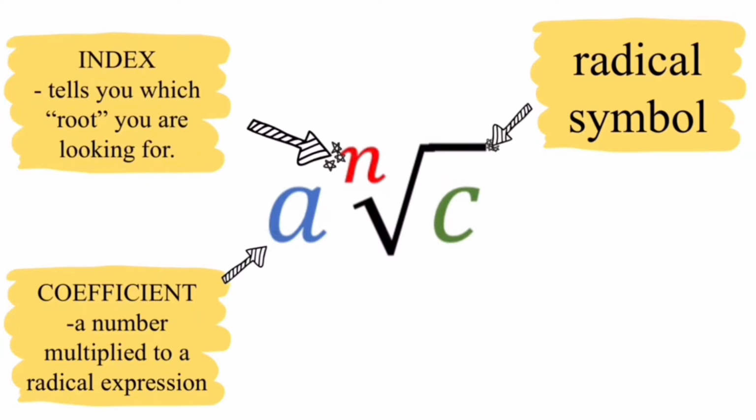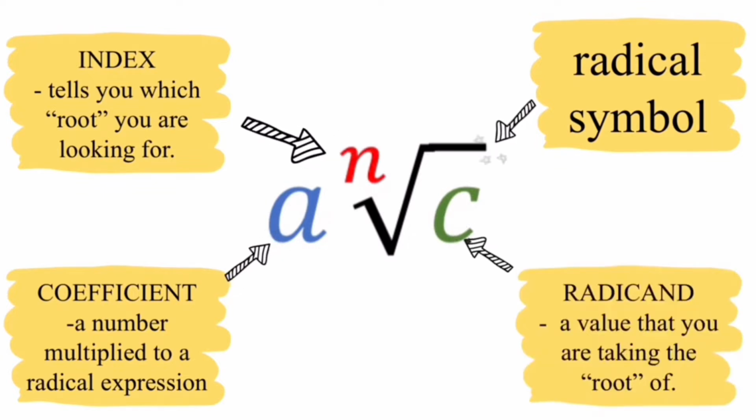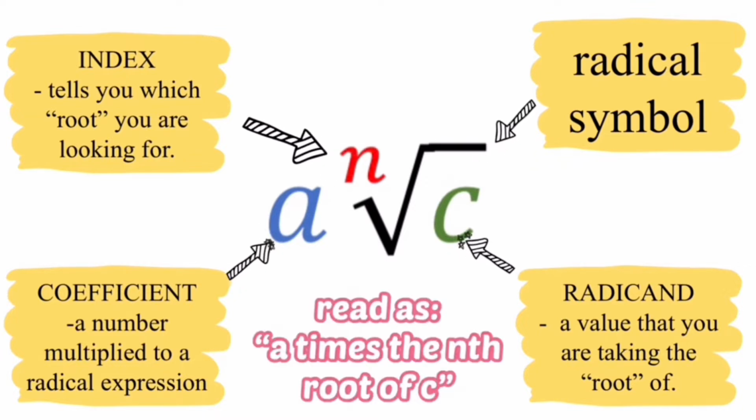Please remember that if the value of the index is not written in there, it means that the invisible number is 2. We also have a letter c, and this letter c is named as the radicand. A radicand is the value that you are taking the root of. So this expression that we have here is read as a times the nth root of c.